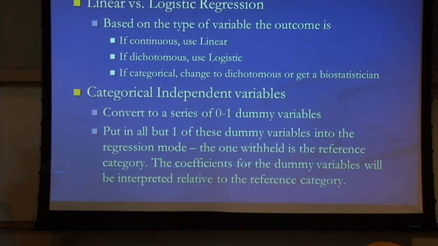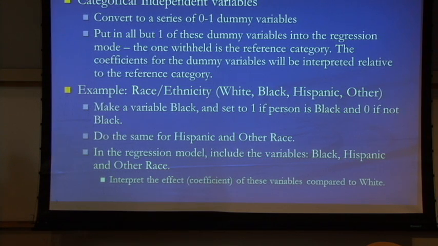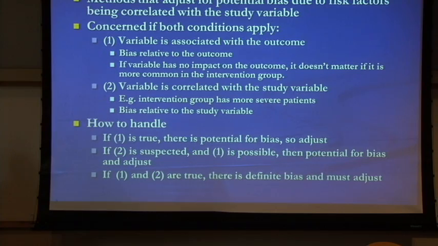If it's continuous or dichotomous, you just put the variable in. If it's categorical, we talked about making a series of dummy variables, the 0, 1 dummy variables, and leaving the reference group out. That's all handled the same whether it's linear or logistic. So on the independent side, it doesn't matter the nature of the variables. Okay, we've really spent a lot of time talking about those things.